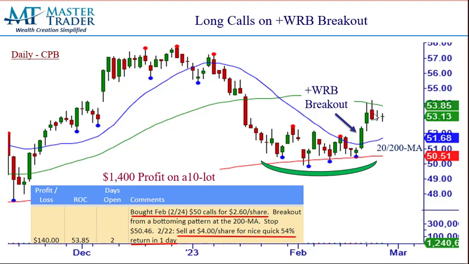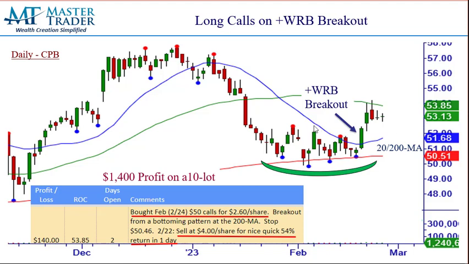We gave this to our subscribers over the high of this day. It actually gapped up, so we entered it on the gap fill the next day. We bought the front week $50 calls in the money for $2.60 a share. So let's just eyeball this and say it was $52.50.